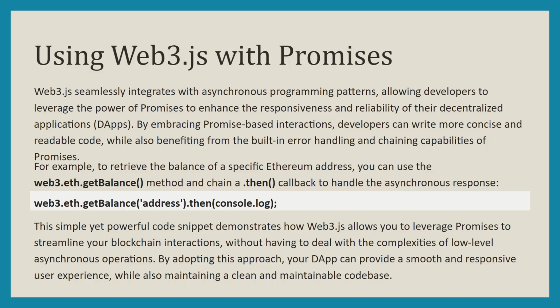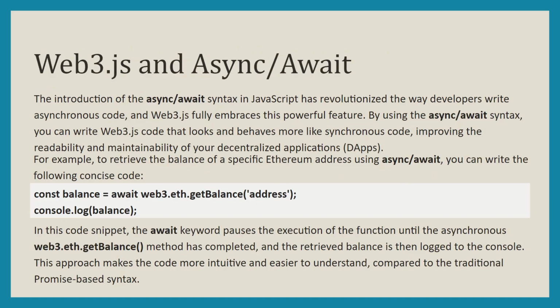web3.eth.getBalance(address), then console.log. This simple yet powerful code snippet demonstrates how Web3.js allows you to leverage promises to streamline your blockchain interactions without having to deal with the complexities of low-level asynchronous operations. By adopting this approach, your app can provide a smooth and responsive user experience while also maintaining a clean and maintainable code base.